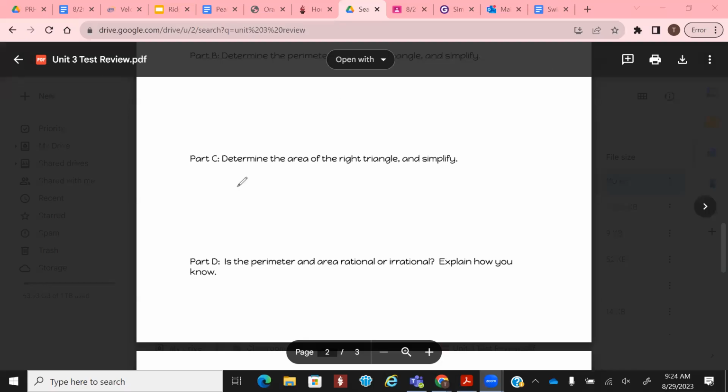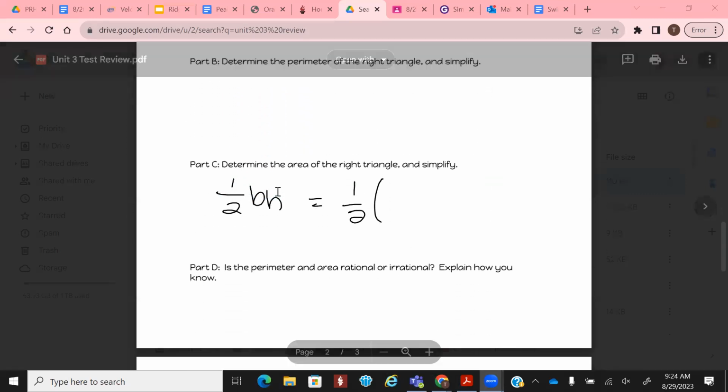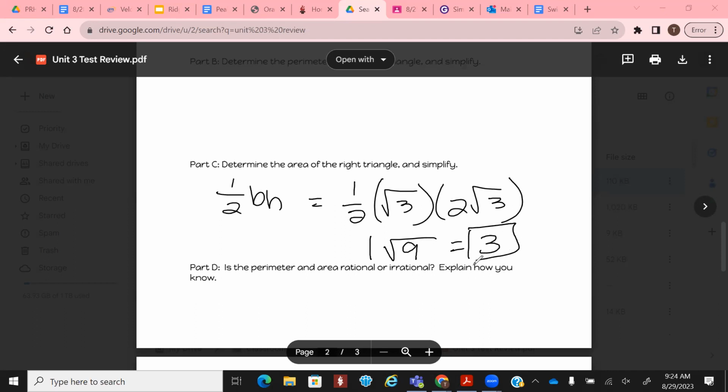So remember, area for a triangle is 1/2 base times height. So when I plug that in, our base from this problem is square root of 3, and our height is 2 square root of 3. So square root of 3 and 2 square root of 3. Now we can only multiply what's on the outside, so 1/2 times 2 gives us 1. And on the inside, we have 3 times 3, which is 9. What's the square root of 9? 3. So that 1 that's out front, I took 1/2 times 2.